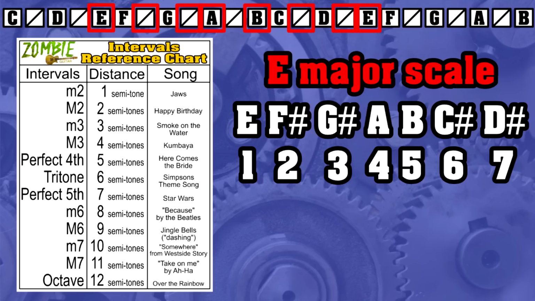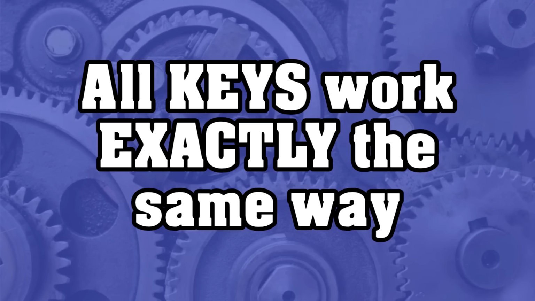So that was a completely different key right there. That was the key of E major. That was the E major scale. But as you can hear, all of the intervals are exactly the same. So now I'm thinking about the notes as numbers and how these numbers relate to each other, regardless of the key that I'm playing in.